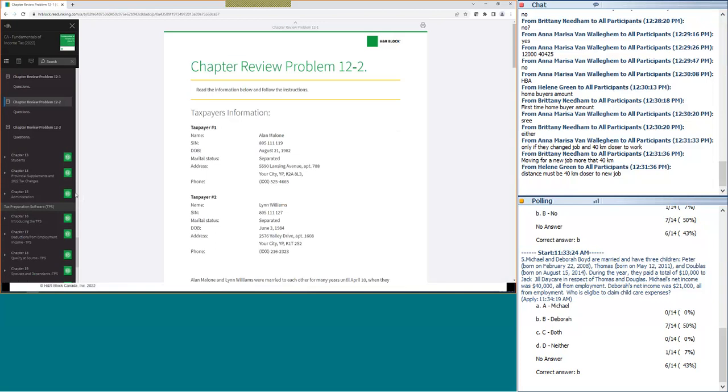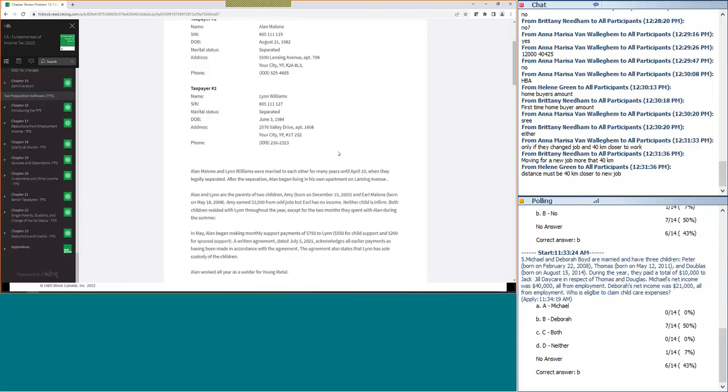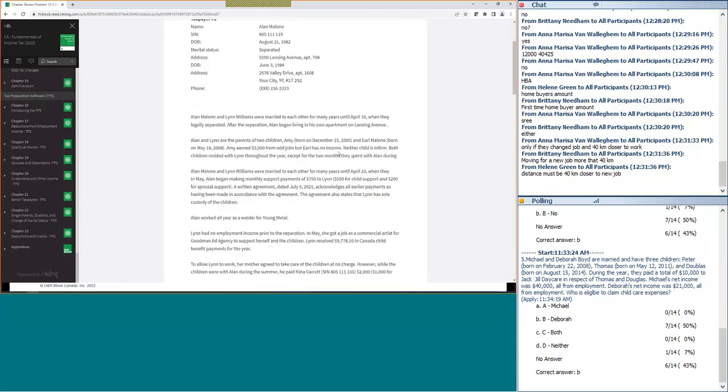Alan and Lynn, they separated. Okay, so this is a tricky one, but is a really good opportunity to make sure you're understanding how dependent credits and spousal amounts, spousal support, child amounts, elder dependent, how they all interact with each other.